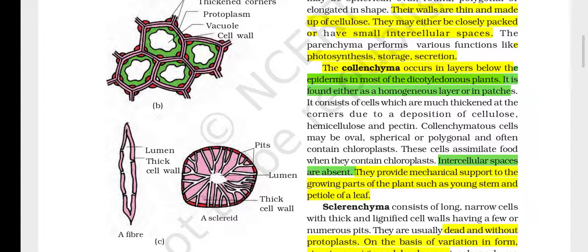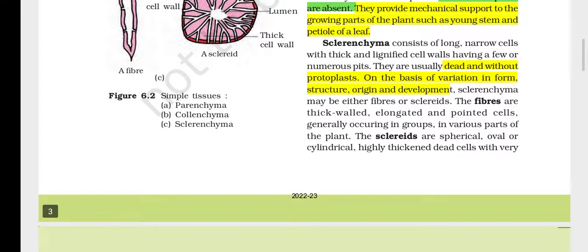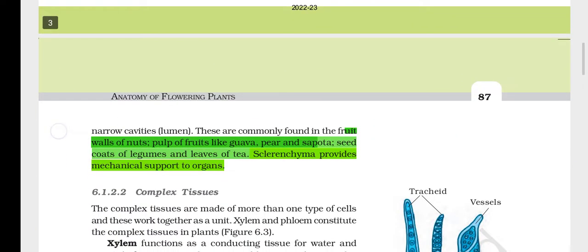petiole of a leaf. A sclerenchyma consists of long, narrow cells with thick and lignified cell walls having a few or numerous pits. They are usually dead and without protoplasts. On the basis of variation in form, structure, origin, and development, a sclerenchyma may be either fibers or sclerites. The fibers are thick-walled, elongated, and pointed cells generally occurring in groups in various parts of the plant. The sclerites are spherical, oval, or cylindrical, highly thickened dead cells with very narrow cavities, lumen.